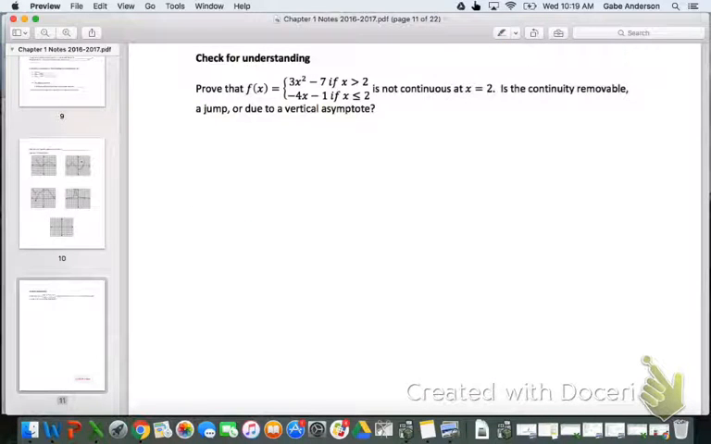All right, we'll get into this a lot more in class, but I want to do one question to check your understanding here and kind of get you in the frame of thinking that we're going to be taking in class. So this question says, prove that f of x equals that piecewise function there is not continuous at x equals 2, and then it wants us to classify that discontinuity. Let me cross that word out. Discontinuity.